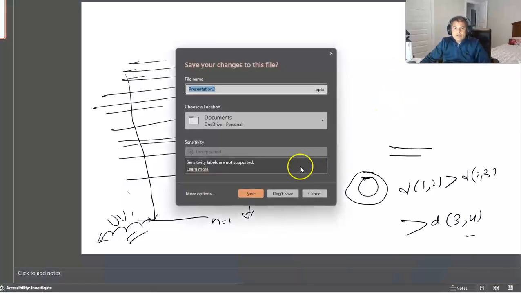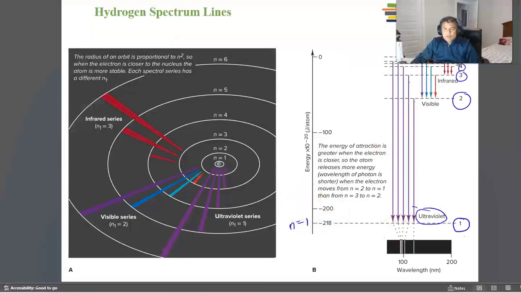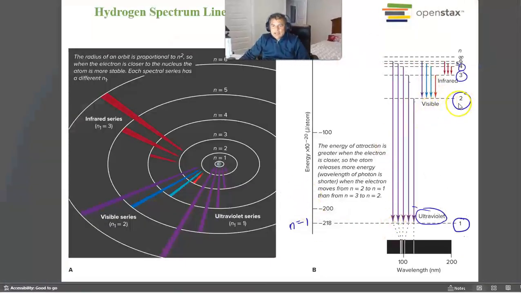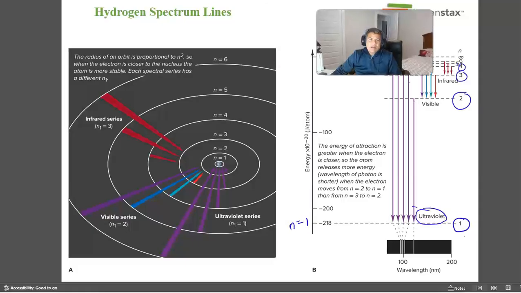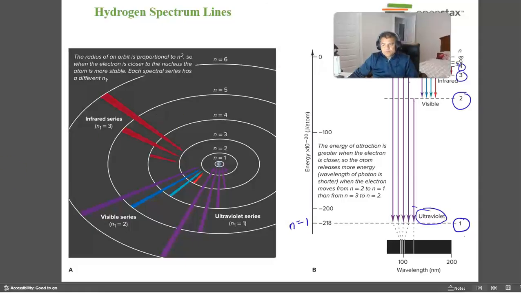Similarly, now let's see the other ones. Second state, visible light: red, blue, green, etc. If the electron jumps back from any other state to the second state, it will produce visible light, the same as sunlight, red, blue, green, etc. If it jumps to the third level, it will produce infrared. So these are the hydrogen spectral lines.